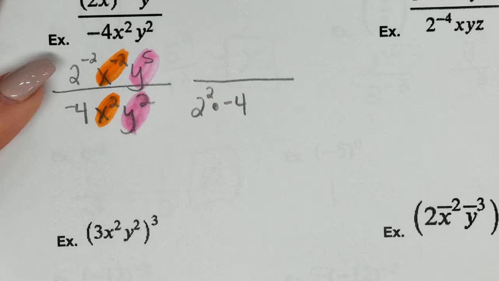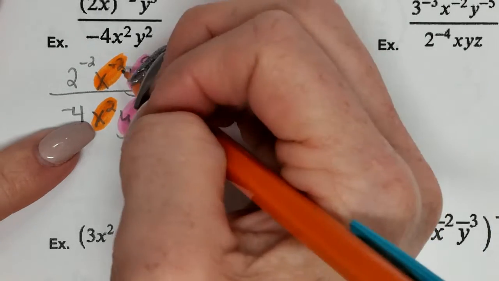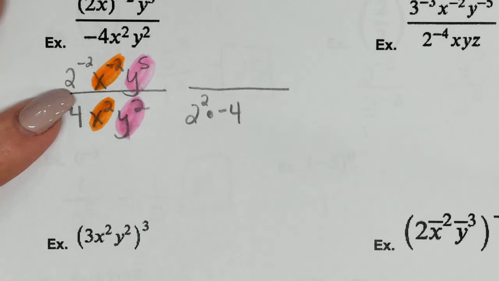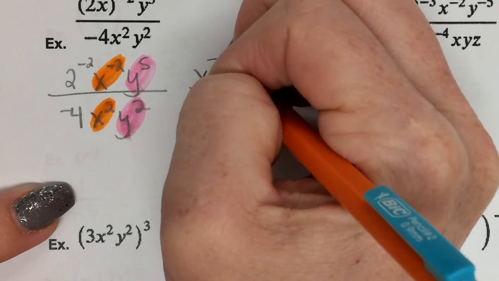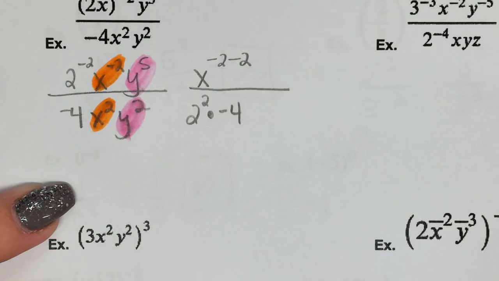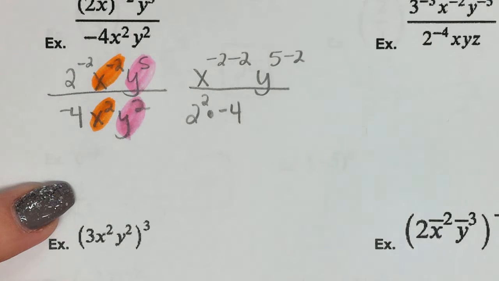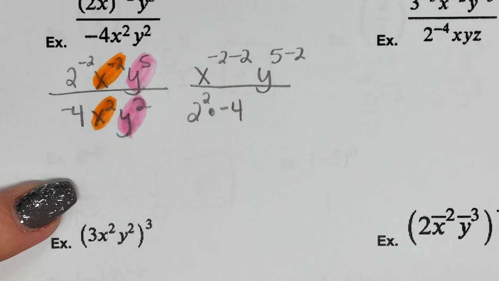Now I'm going to deal with my x's. All right? So how would I deal with these since it's a quotient? Subtract. Now when I show my work, I always like to put them on top. So it's going to be x to the negative 2 minus 2 and y to the 5 minus 2. Is everybody good so far?